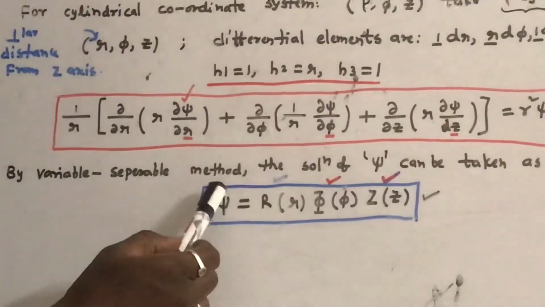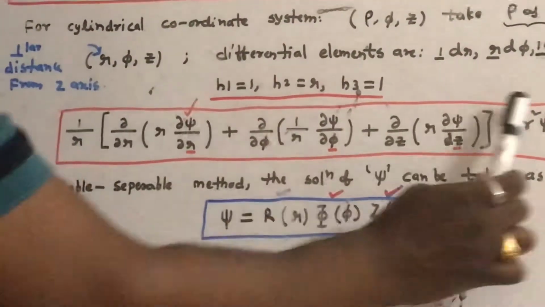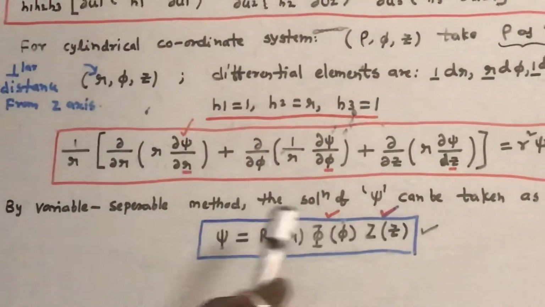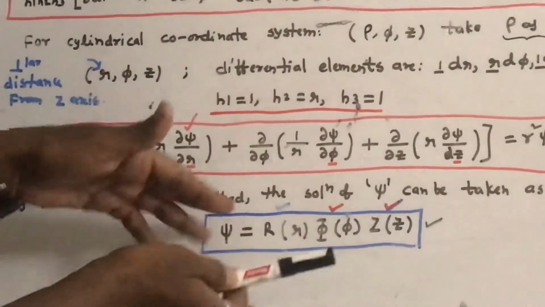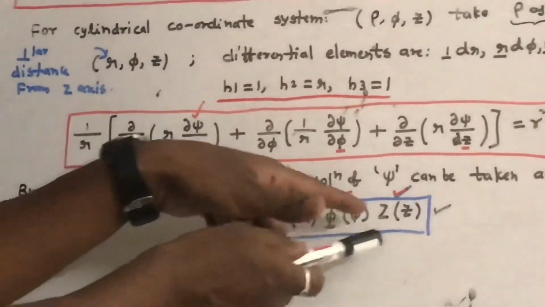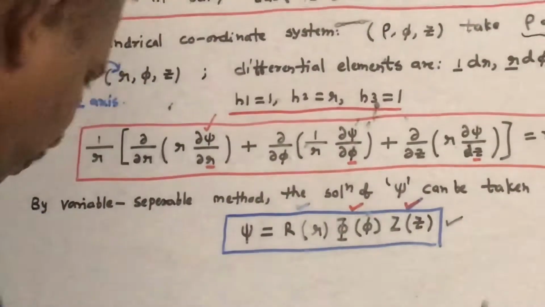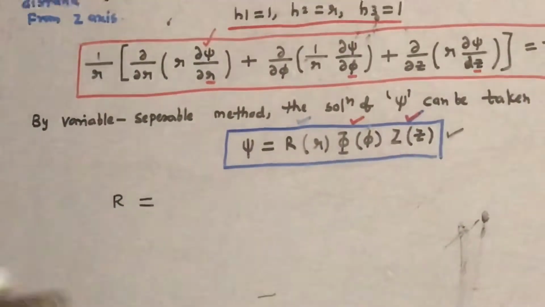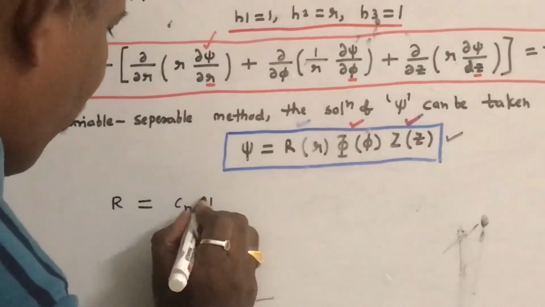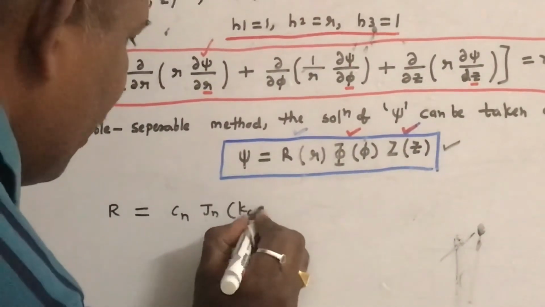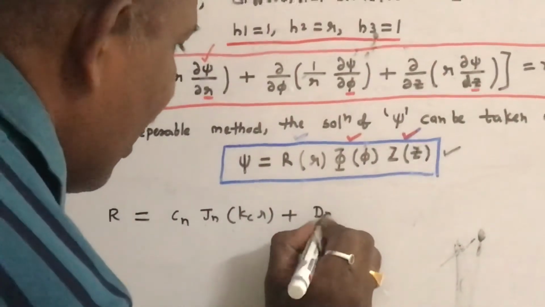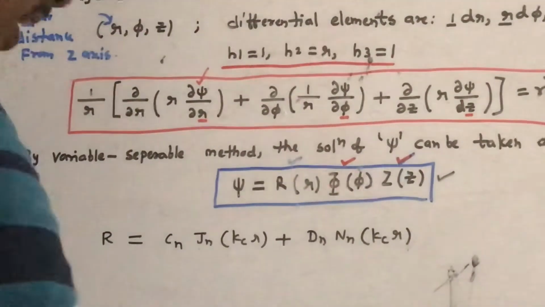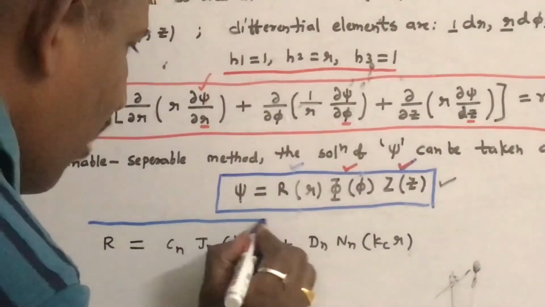If we substitute psi here and simplify this equation, finally we got, in the previous lecture, R of r, Phi of phi, and Z of z. So I start this session by writing R of r, Phi of phi, and Z of z. Now the solution for R, as in the previous lecture, is written as Cn Jn of kc r plus Dn Nn of kc r. This is what we derived in the previous lecture, the solution of R of r.